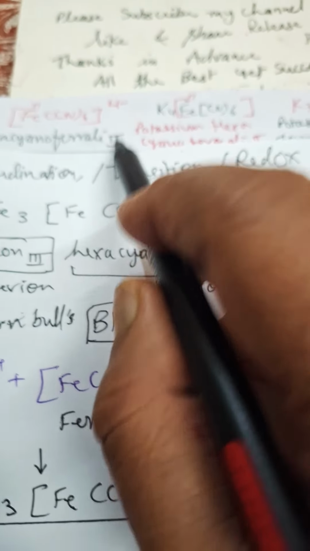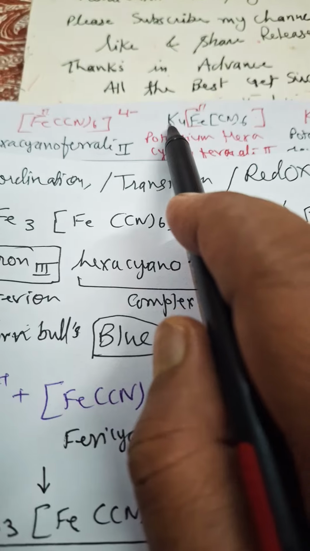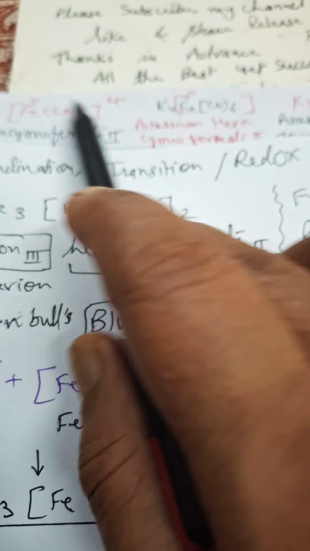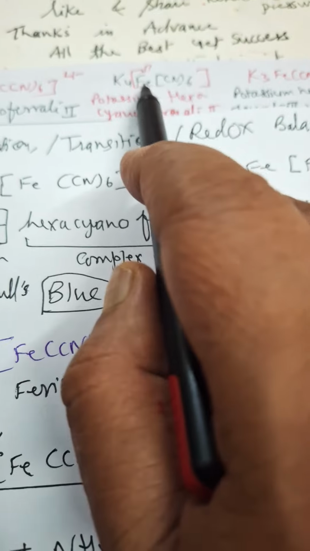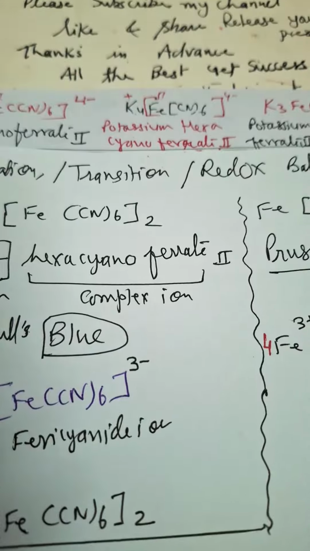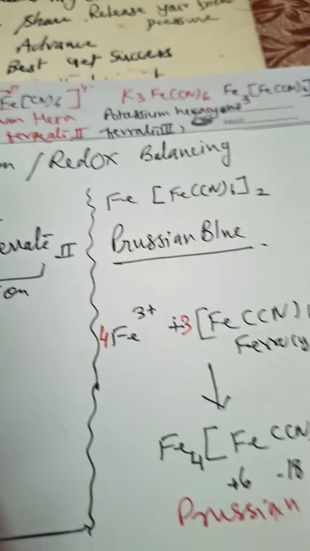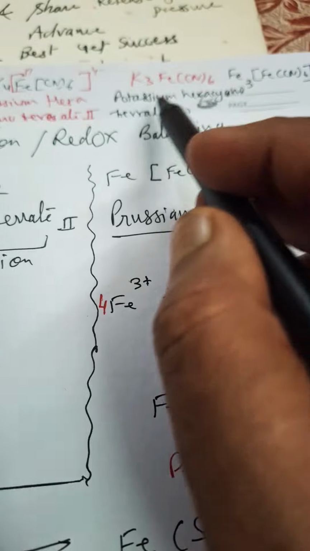So ferrate(II) here, this is the same compound, only I have written the counter ion also along with the complex ion. Here only the complex ion, here the counter ion, including the complex ion. So this is carrying 4 negative charge, so 4 of K+, because K has 1 positive charge, 4 times 1 is +4. Now K3[Fe(CN)6]. This is potassium hexacyanoferrate.